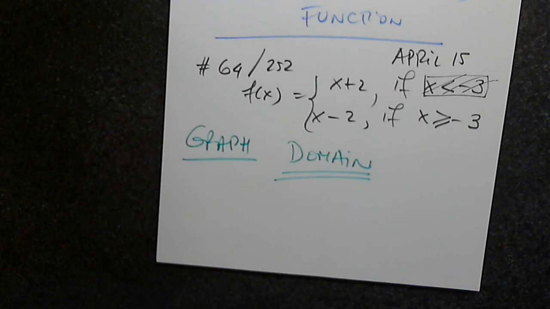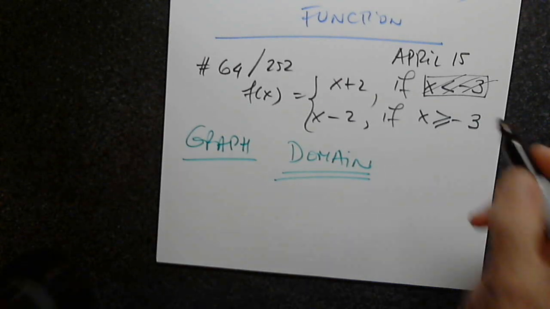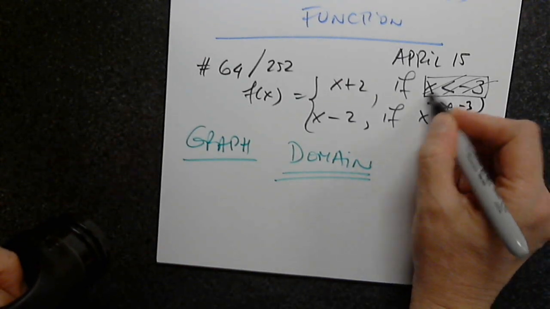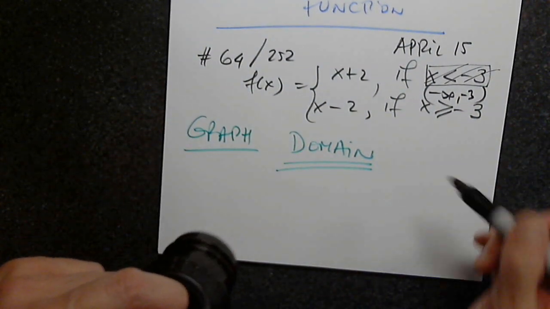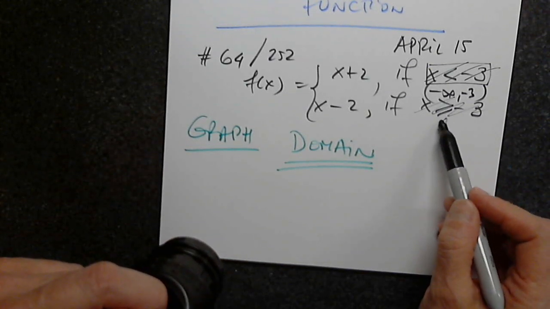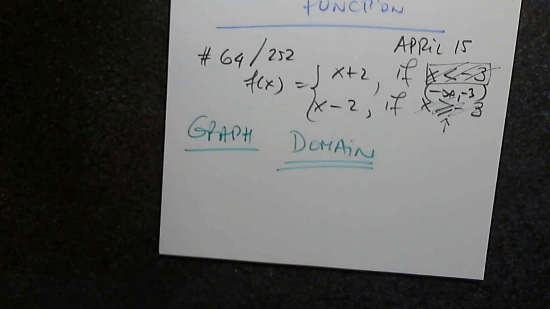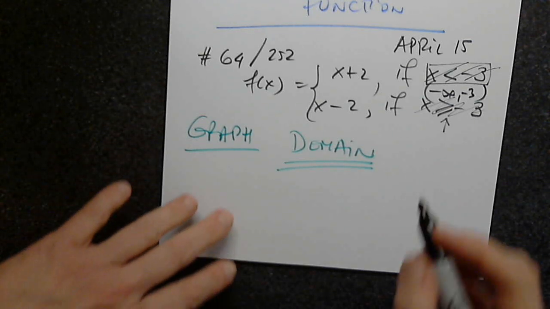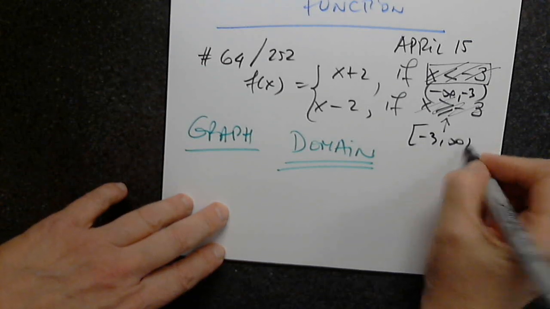Infinity to negative 3. Less than negative 3 means negative infinity to negative 3 with a parenthesis. The same thing, I would like to replace this by what it equals to. Can anyone give us the interval for that? Excellent. So negative 3 to infinity.